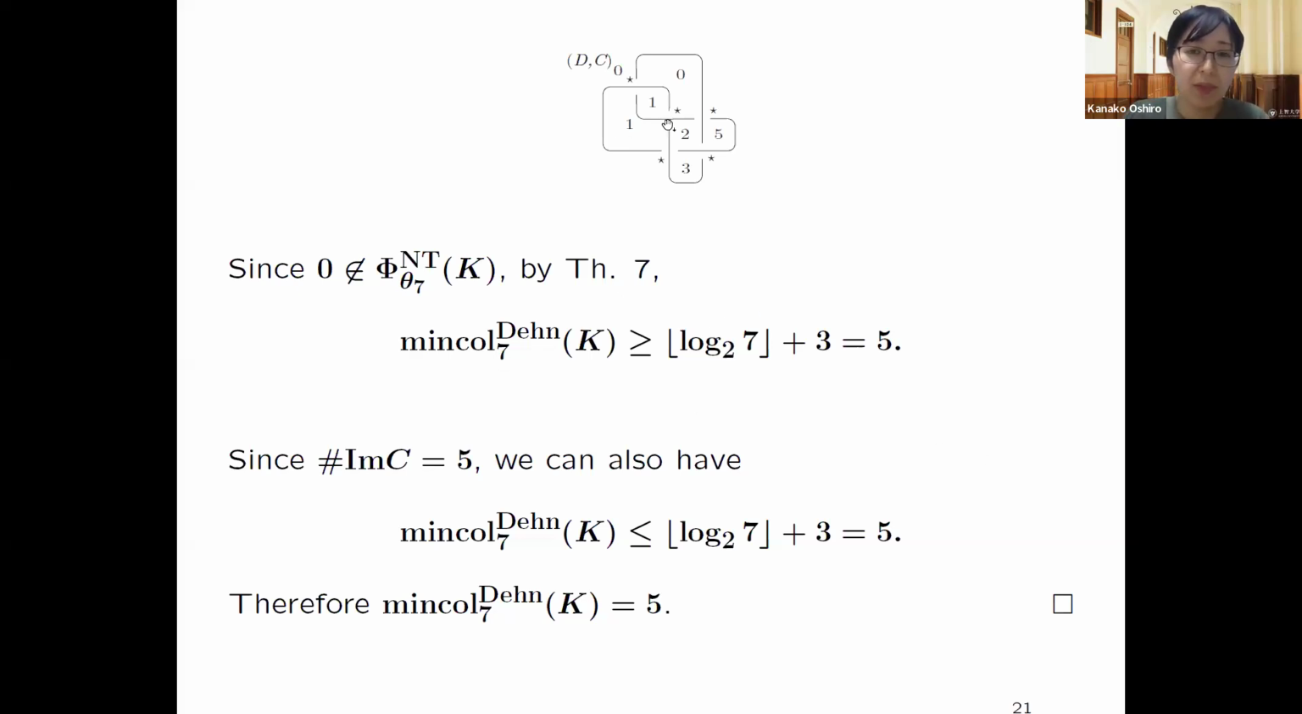And since this color diagram is colored with 5 colors, 0, 1, 2, 3, 5, we can also say that the minimum number of Dehn 7 colors of this knot K is less than or equal to the floor function of log 2 7 plus 3. Therefore, we can say that the minimum number of Dehn 7 colors of this knot is equal to 5.